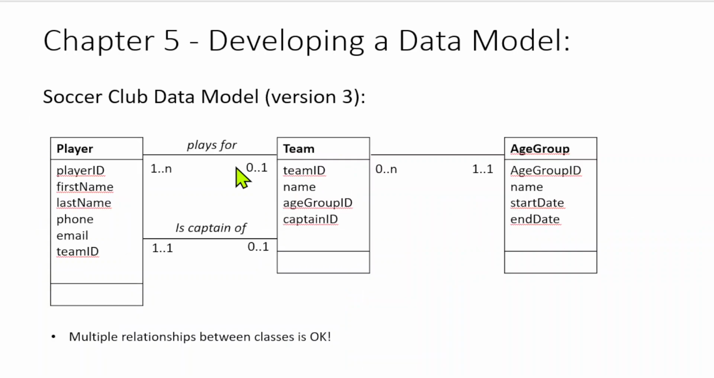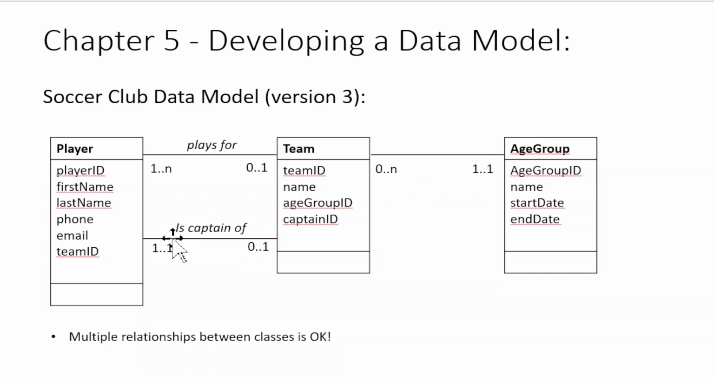So let's go down, and we create a player class. And here we have player ID, first name, last name, phone, email, team ID. And the player plays for a team. And obviously the team would have an age group, supposedly. I would assume that each team would only exist within a single age group. That's an assumption. I believe that's the assumption being made by the relationship here.